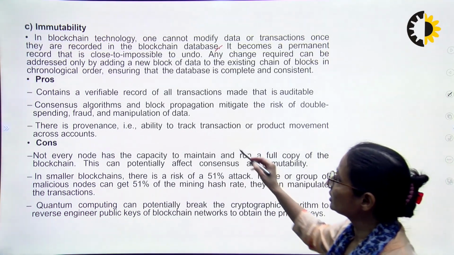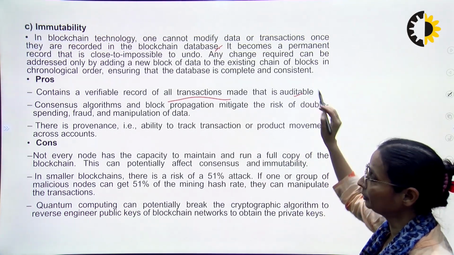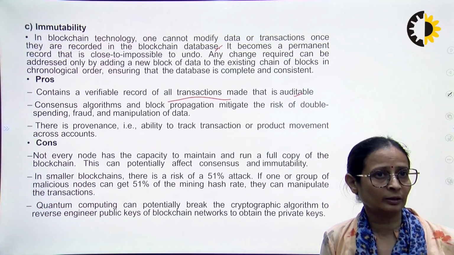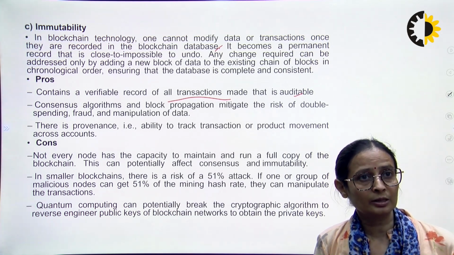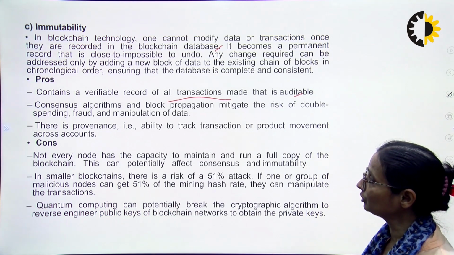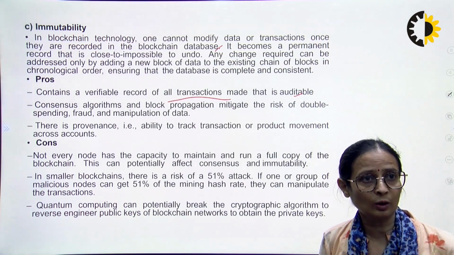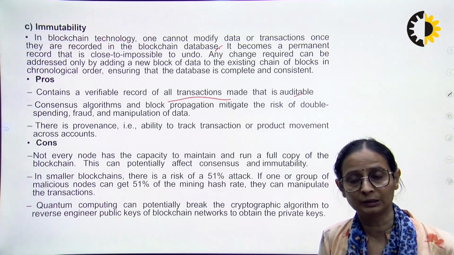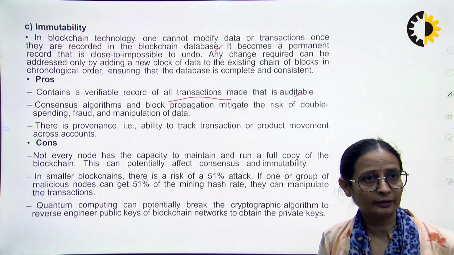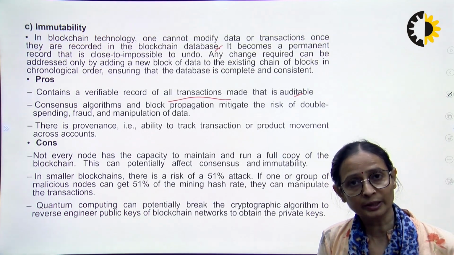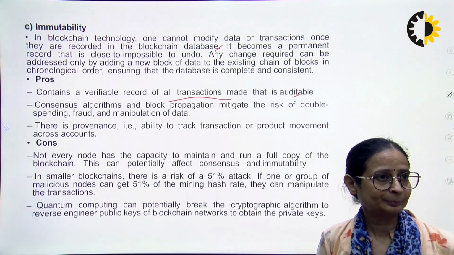Now, what are the advantages? It contains a verifiable record that is auditable. Anyone can do the auditing of a blockchain and it is very easy. Consensus algorithm and block propagation mitigate the risk of double spending, fraud, and manipulation of the data. There is provenance, that is the ability to track the transaction or product movement across the accounts. For example, if a particular person is buying a car or a land, then he can verify from how many hands that particular land or car has reached to that particular buyer.